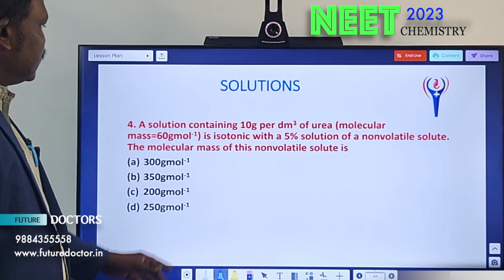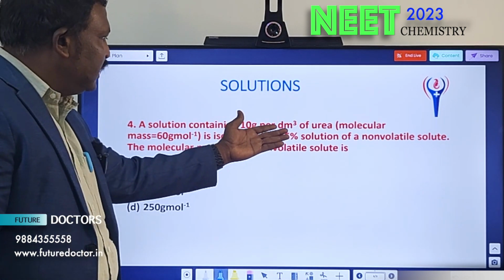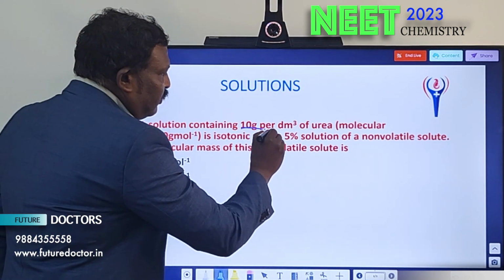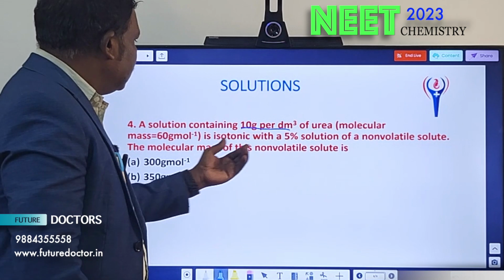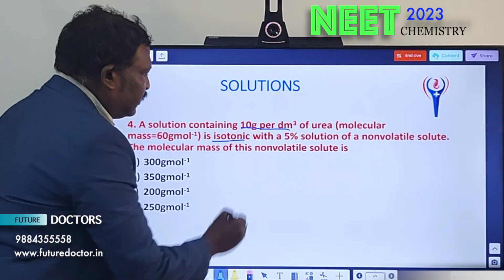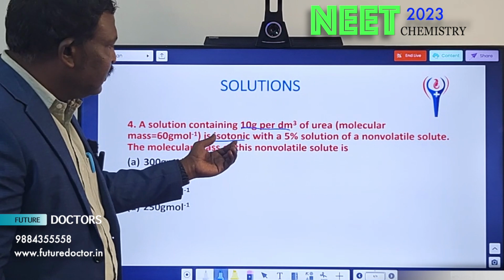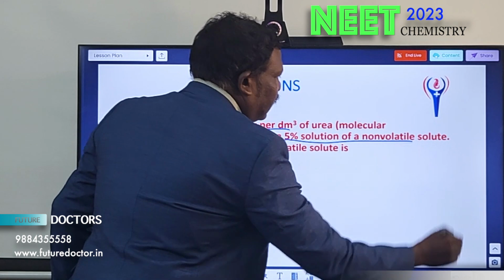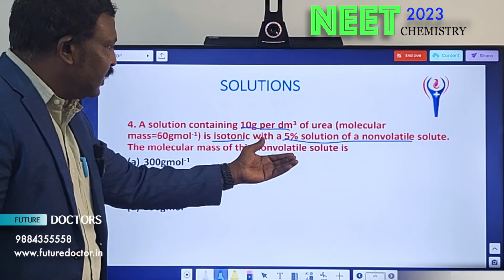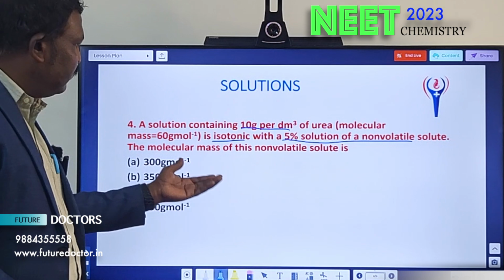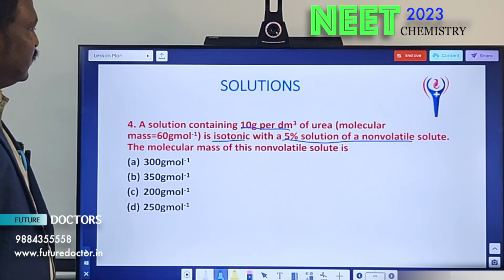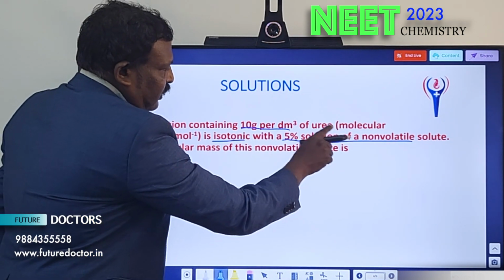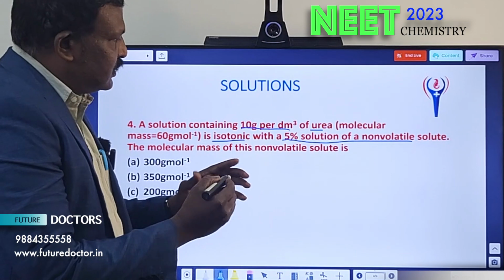Understood? Next one. A solution containing 10 gram per decimeter cube. There is 10 gram in 1 liter. That's the meaning. Are you following? 10 gram in 1 liter of urea is isotonic, that is nothing but same concentration. Iso means same, no? With 5% solution of non-volatile solute. The molecular mass of the non-volatile solid we have to find out. That's the question. So you just compare. Isotonic means we have to compare urea and the non-volatile solid.